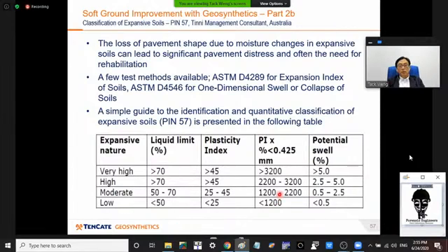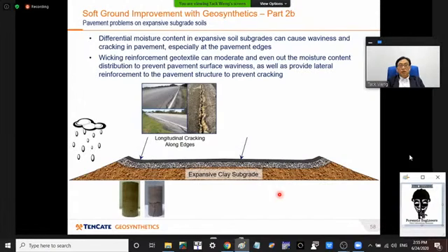And what are the problems? Differential moisture content in expansive soil subgrades can cause waviness and cracking in pavements, especially in the pavement edges. What is happening is that when you have rain, the soil at the edges gets wetted up much more and expands much more. So you have heaving and you can crack the pavement, as shown in edge cracking here.